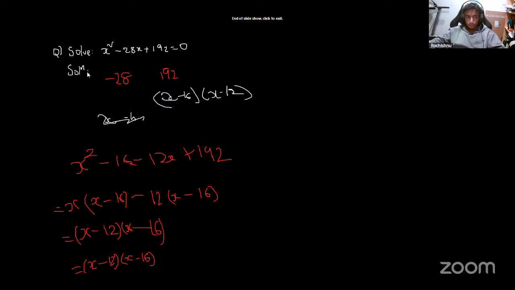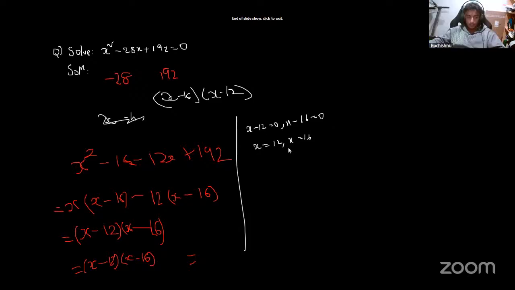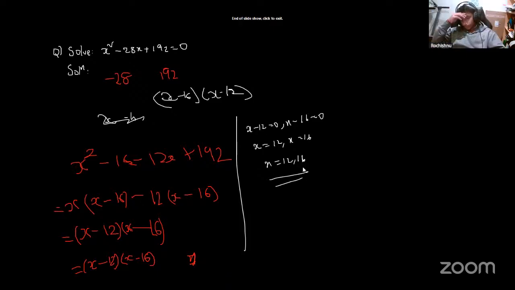So I got it, sir. Answer: x minus 12, x minus 16. That means after that, what should we do? After that, x minus 12 is equal to 0, x minus 16 is equal to 0. Which means x is equal to 12, x is equal to 16. So the roots of this equation are x is equal to 12, 16. Got it? It is the first method. This is called the factorization method, right?